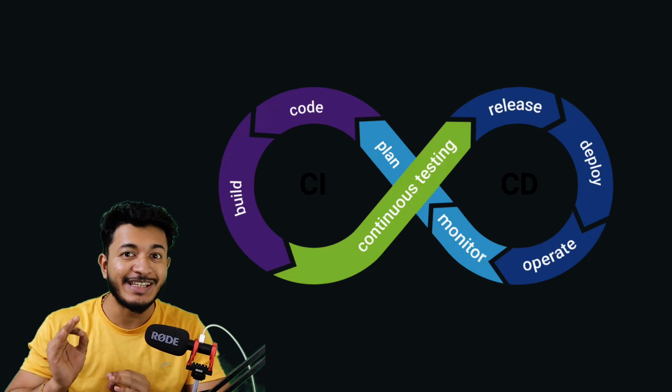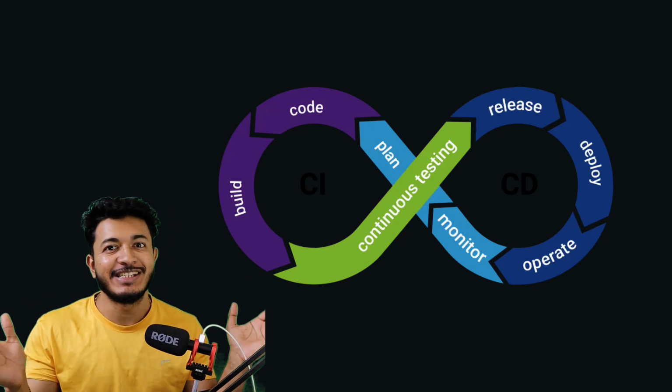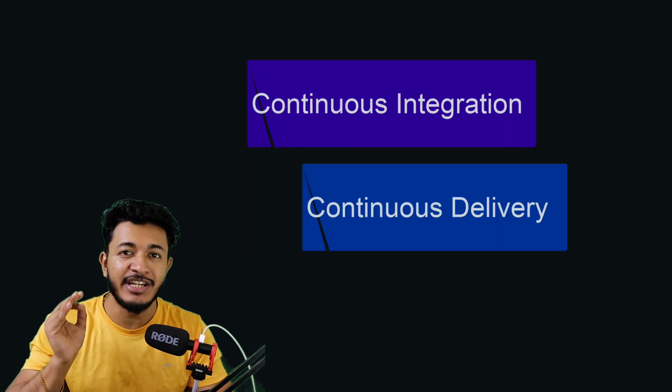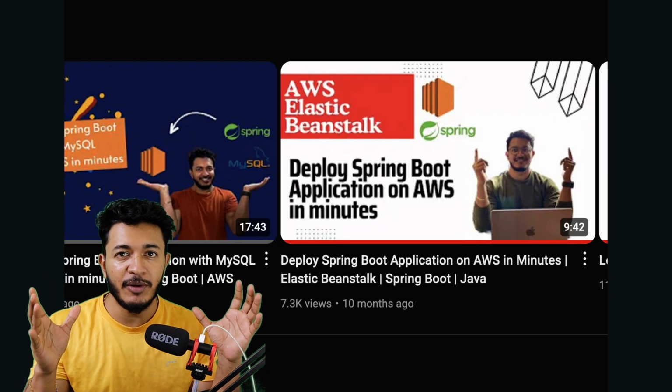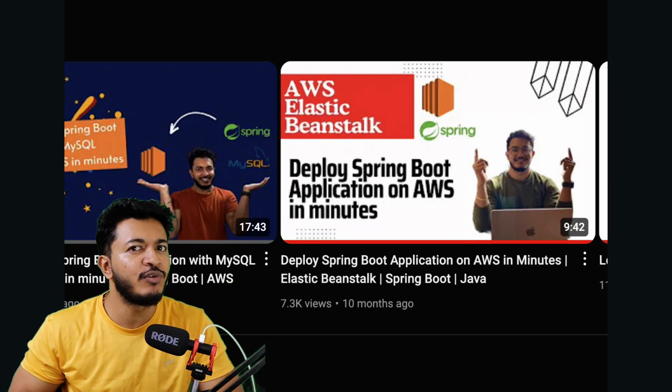Have you ever heard of CI/CD pipeline or CI/CD in general? Well, what is CI/CD? CI/CD stands for continuous integration and continuous delivery or deployment. In our previous videos, you might have seen that we built a Spring Boot application and deployed it on AWS Elastic Beanstalk. But that process was quite manual.